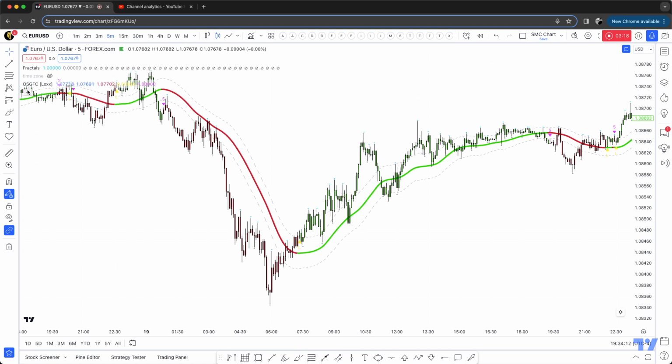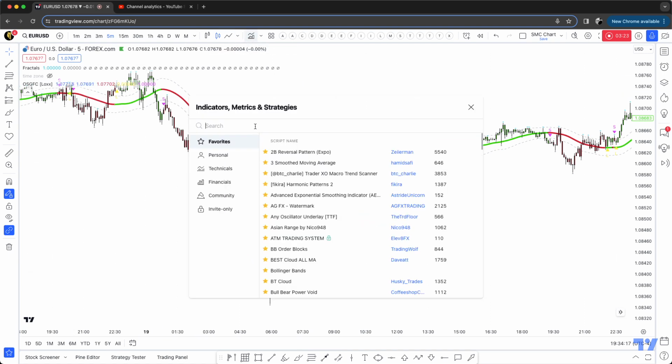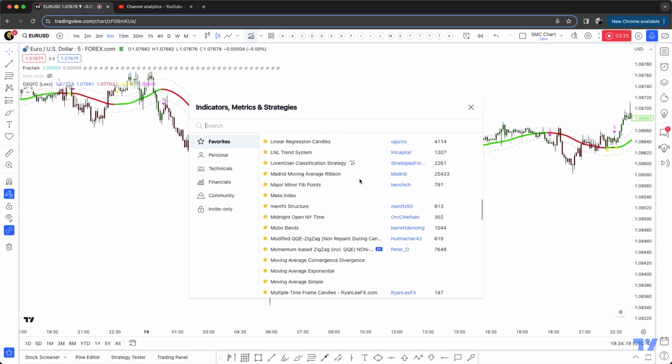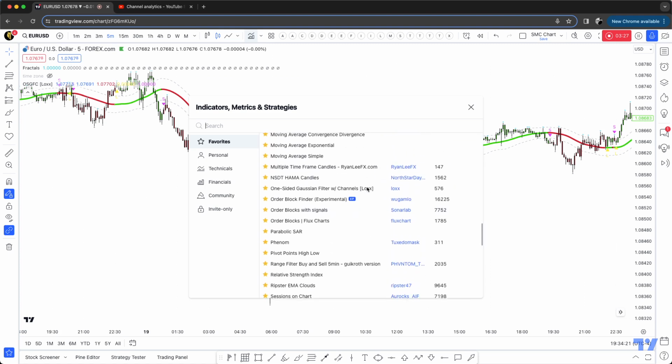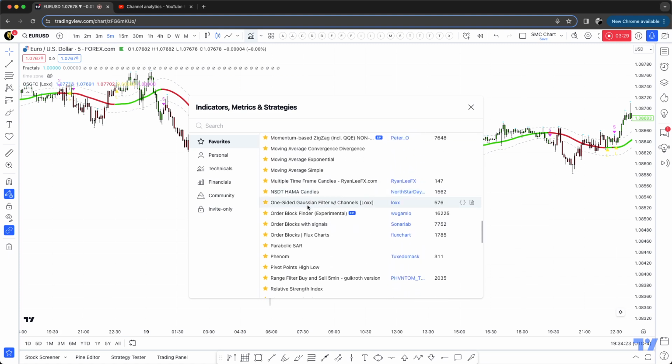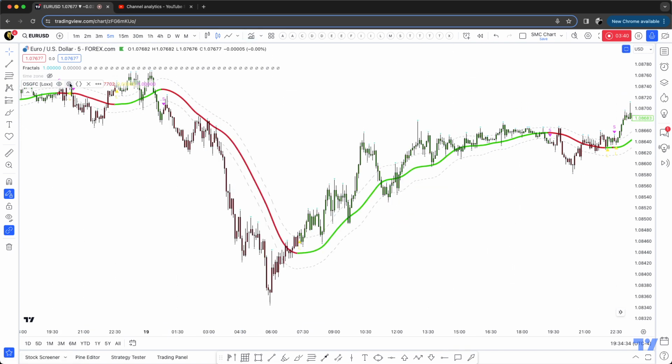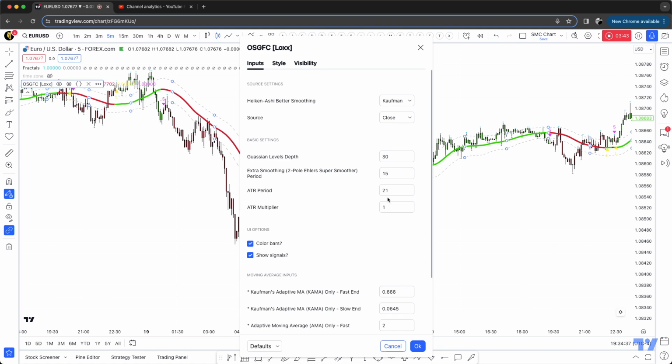So the first one right here is called, let me show you here, this is the actual name: One-Sided Gaussian Filter Channels. This is the creator. This is the actual indicator right there. You're going to need to stop the video at this point because I'm going to show you the settings. You can pause the video right here and get the actual picture.